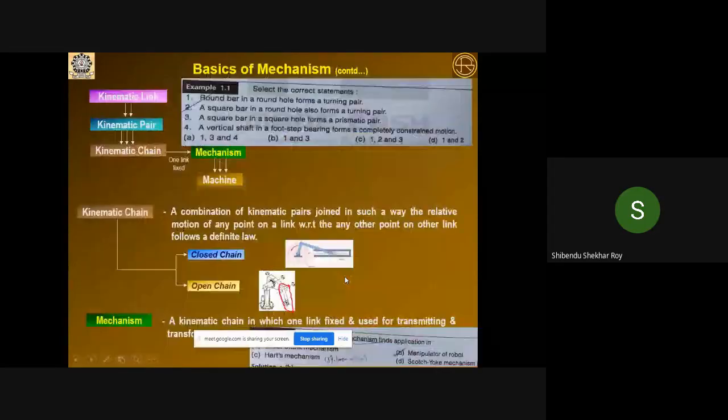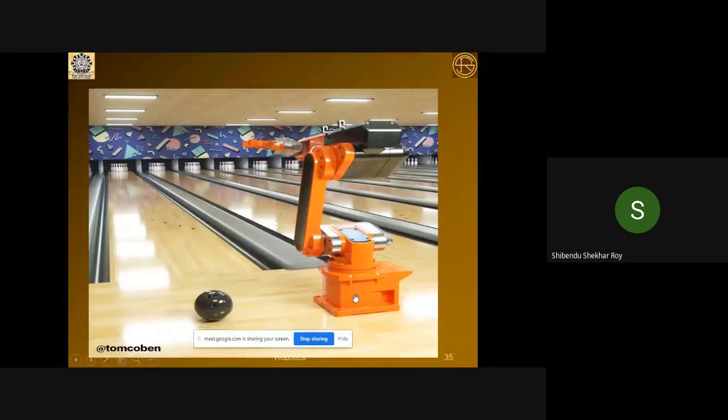But in the slider crank mechanism, the last link is again connected to the first link. But here the last link is not connected to the first link or the base link. It is open. It is connected to only its previous link. That means it is a singular link. The last link is a singular link.